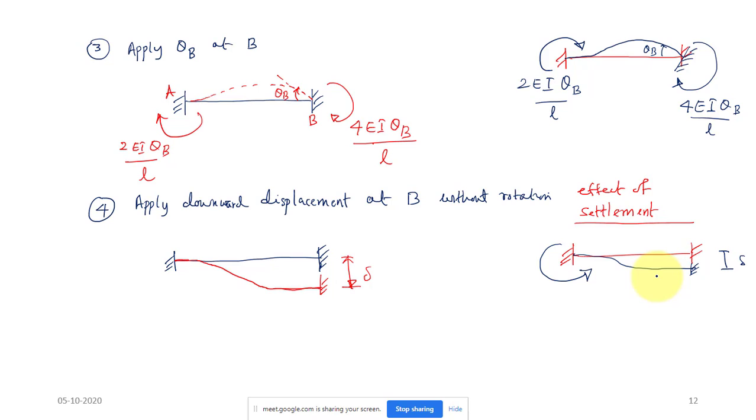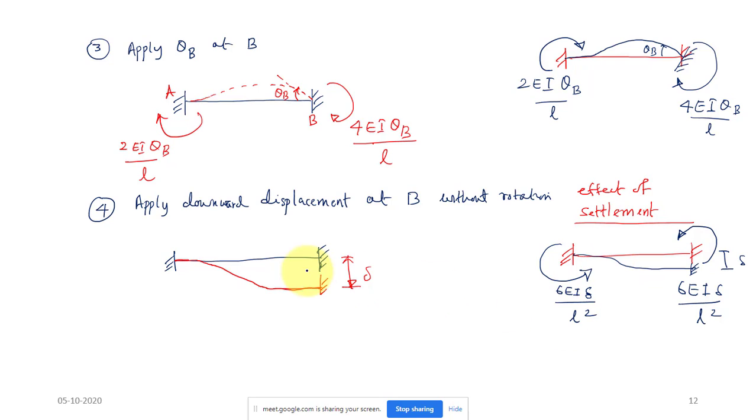And to cause this downward displacement, this direction also we got from the derivation. So the direction is something like this. What is the value of this moment we have derived? This is 6EI delta by L square. This is the moment due to settlement of support. Both have the same magnitude, 6EI delta by L square, in the anti-clockwise direction.